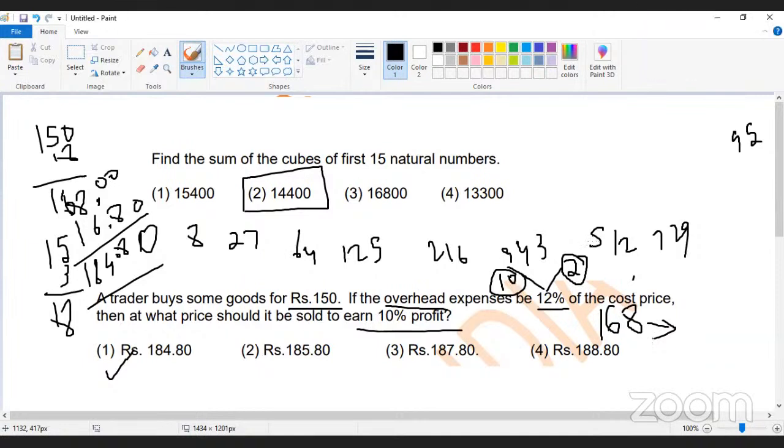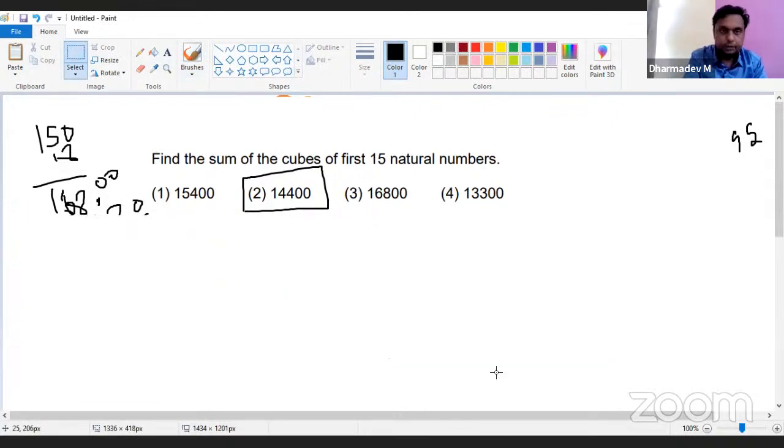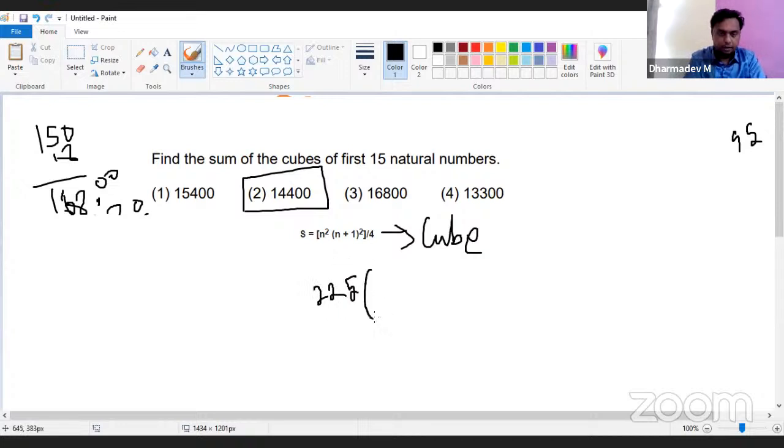No, sir. Okay, so the shortcut for this previous question on a formula basis. This is for cube. So n is nothing but 15. So 15 square means 225 multiplied by n plus 1, so that is 15 plus 1, 16 square. 16 square is 256. So the whole divided by 4. So 4 for one time, and this would be 64.